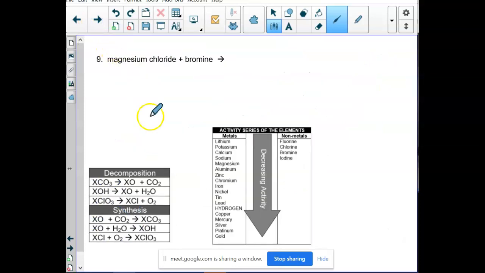Okay, number 9. We have to figure out how to write this first. We know Mg is a +2 from my ion sheet. I know chloride, from chlorine, is a -1. Plus an element by itself, so I have to think about Brinkelhoff.